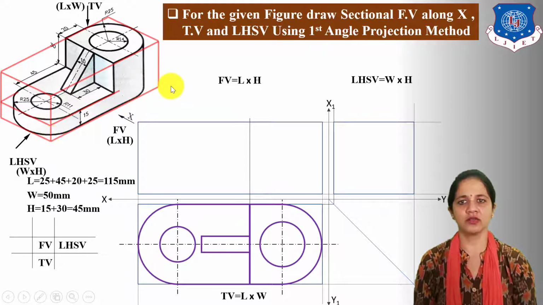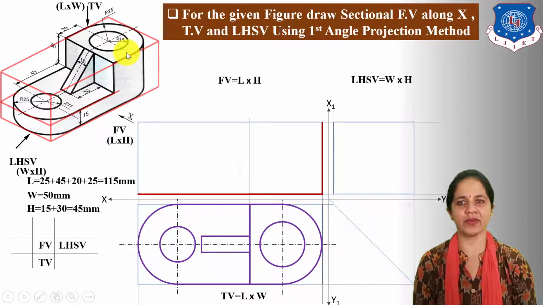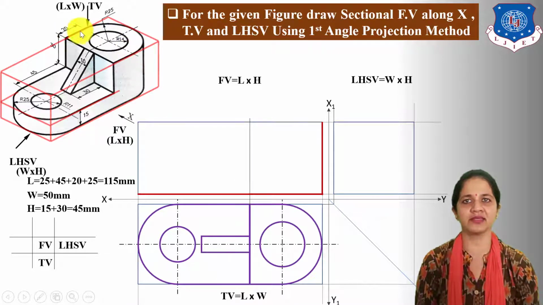So, draw 115 mm length line. Next, draw 45 mm height line. From front direction, this arc will also be projected as a straight line. The radius of this arc is given as 25 mm and 20 mm length is given. So, draw a 25 plus 20 mm length line up to this projection.